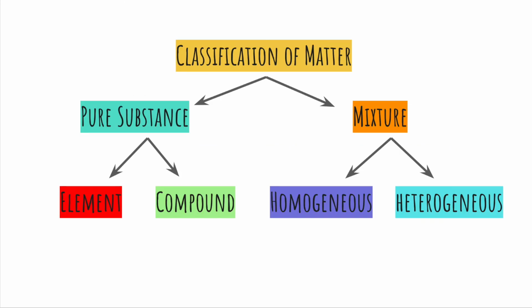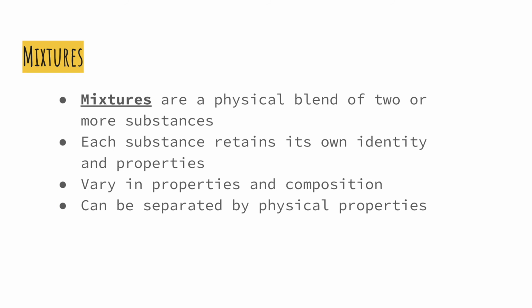Matter can also be classified as mixtures. Mixtures are a physical blend of 2 or more substances. Each substance retains its own identity and properties, and these properties are going to vary as well as their composition. Mixtures can be separated by physical properties.